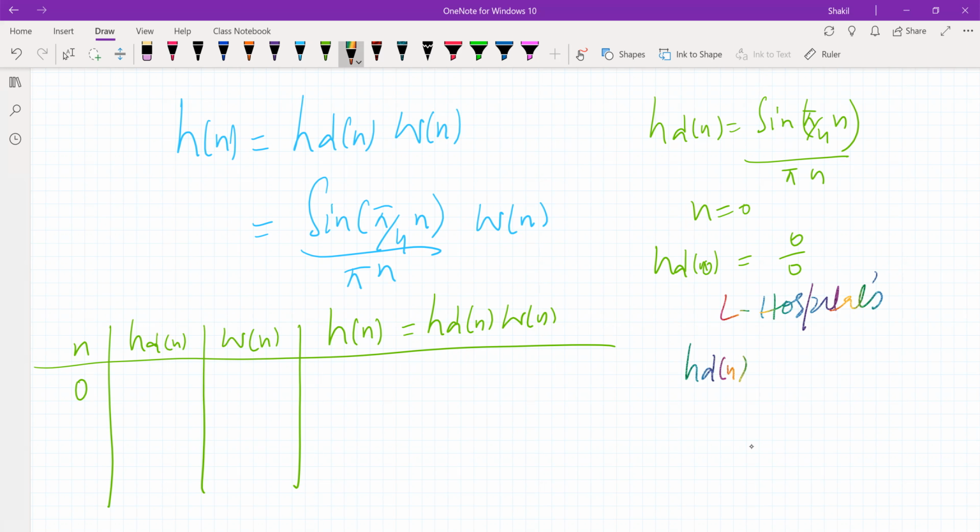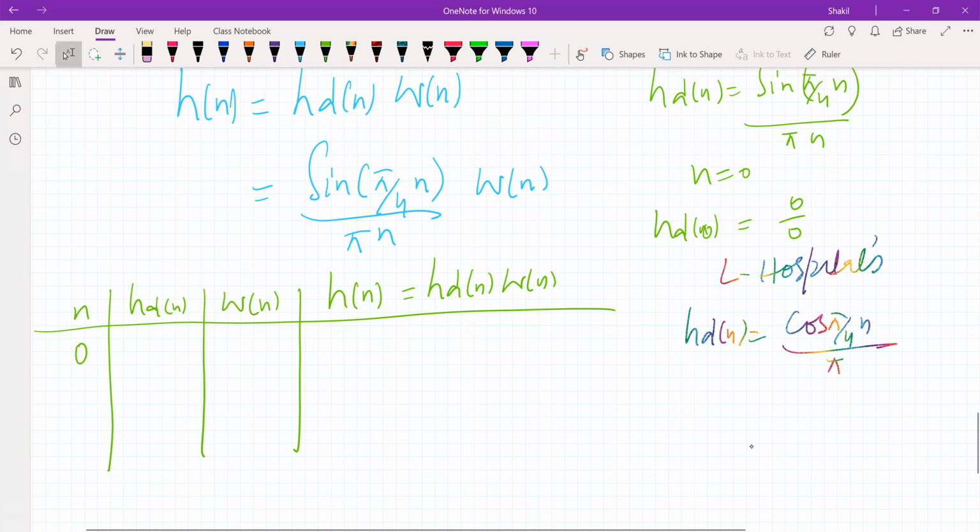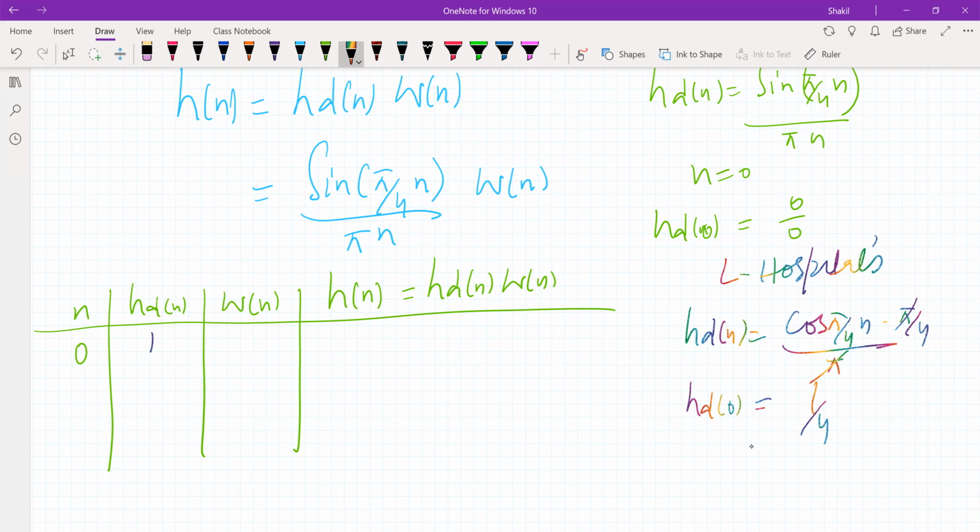How do we resolve this? We say hd of n, differentiating this, will be cos of pi by 4 n divided by pi, since we are differentiating with respect to n, and multiplied by pi by 4. So the value of hd of n, put n equal to 0, this will be cos of 0, and cos of 0 is 1, so we have 1 by 4. So the value at n equal to 0 is 1 by 4, and w of 0 is 1, so the value of h of 0 will be 1 by 4.